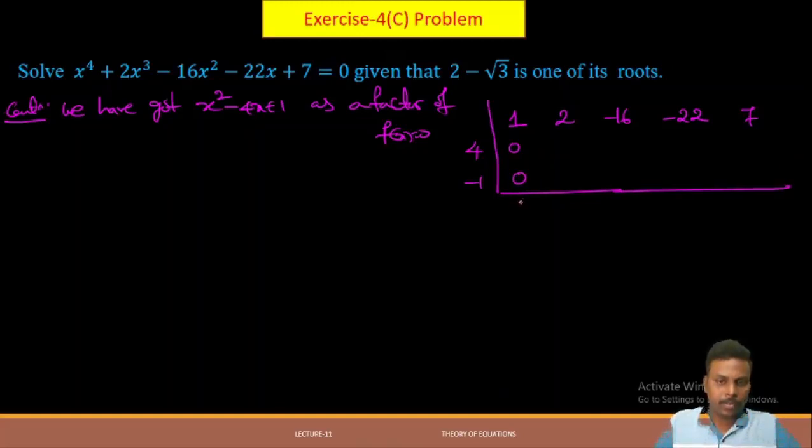So 1 plus 0 plus 0 is 1. So 4 into 1 is 4, and minus 1 into 1 is minus 1. So 2 plus 4 is 6, 6 minus 1 is 5. 4 into 5 is 20, and minus 1 into 5 is minus 5. So this becomes minus 1. 4 into minus 1 is minus 4, and minus 1 into 5 is minus 5.